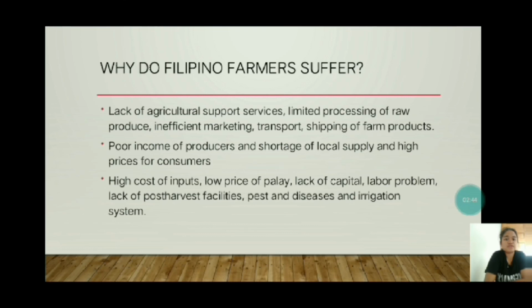And also the high cost of inputs, low price of palay, lack of capital, labor problem, lack of post-harvest facilities, pest and disease, and irrigation system.